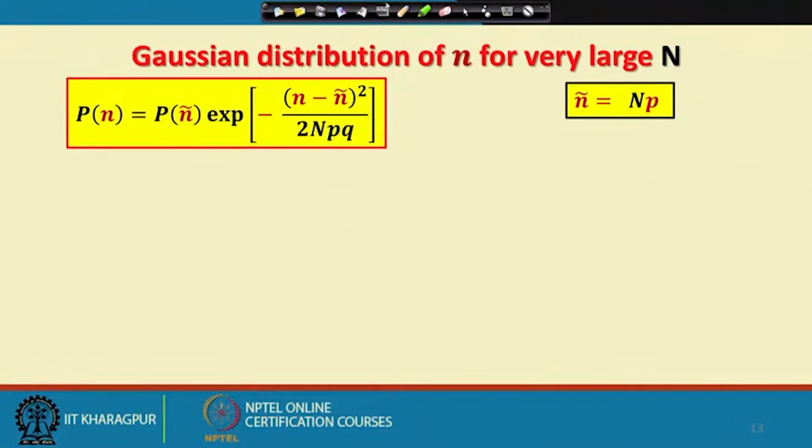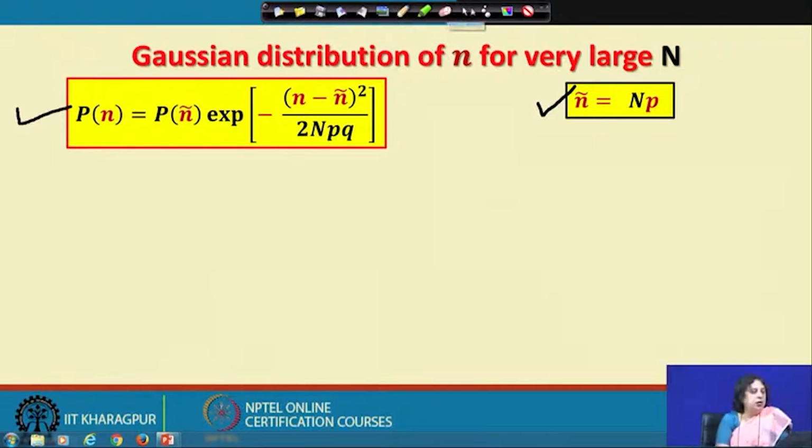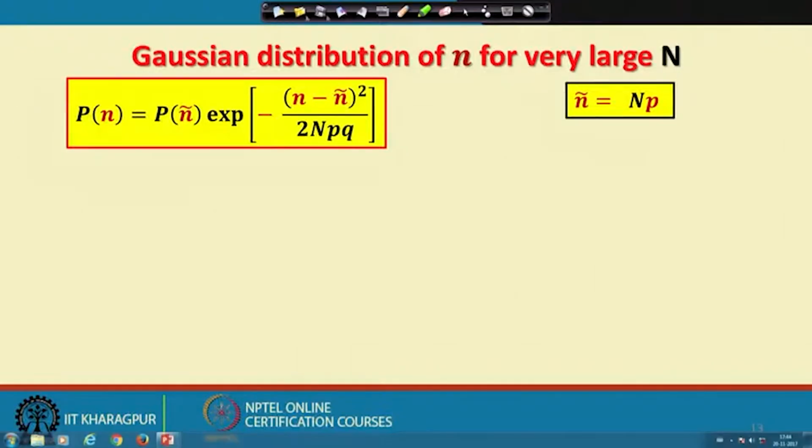And the next question that I ask is, is it possible to find out what this m bar is and what the width of this distribution is? In order to do that, I now have this Gaussian distribution, which is given by this expression, and I know that the maximum of this appears at n tilde equal to capital N into P. The next step is to demand that certain properties of the distribution be met, and that is the normalization property.